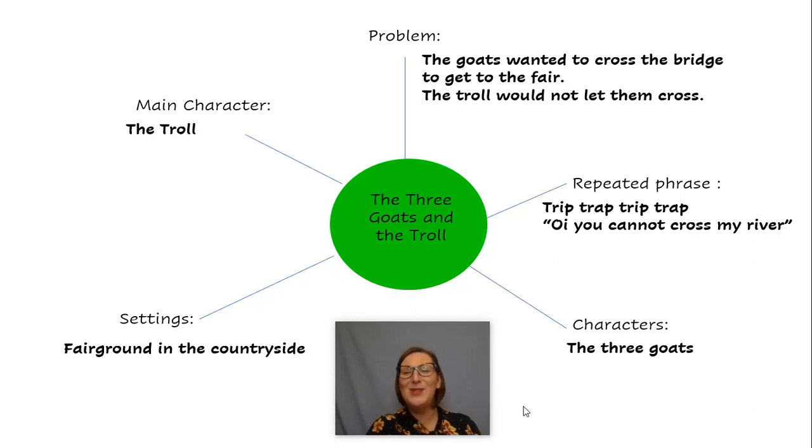Can you tell me those two repeated phrases? What noises did the goats make as they went across the river? Excellent. And what did that troll say every time they tried to cross the bridge? Fantastic. Well done.